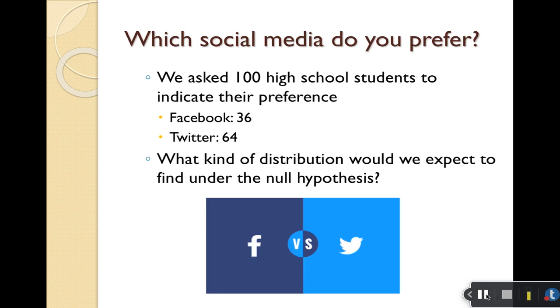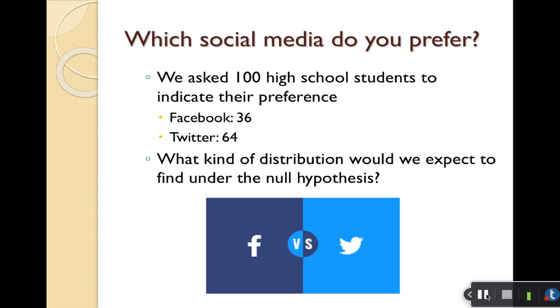So it's kind of a timely topic, especially with young people, millennials, or even high school students. I think you hear a lot of times that younger generations are actually less interested in social media, or they're moving on to different social medias. They're more into Snapchat than, say, Facebook or Twitter. So let's say for this study, we wanted to ask 100 high school students to indicate which platform they prefer, Facebook versus Twitter. And you can see here, I made up some data. I have 36 students who indicated they prefer Facebook, 64 indicated they prefer Twitter.